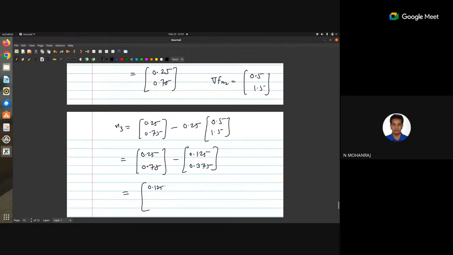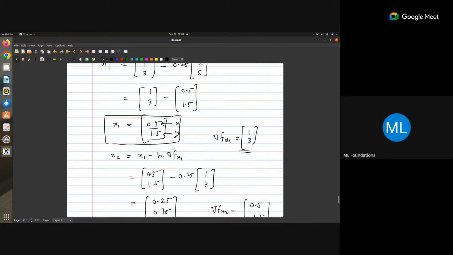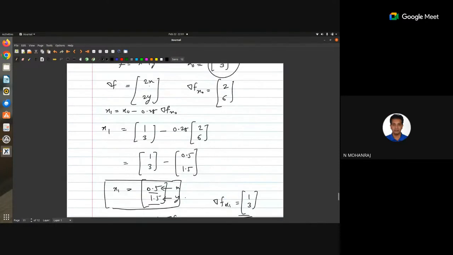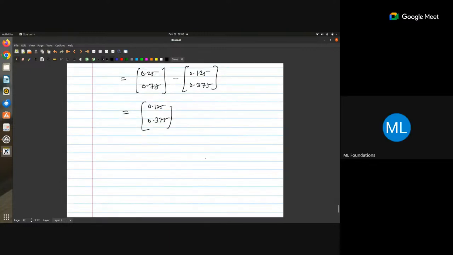(0.125, 0.375). So, sir, decreasing. Decreasing, right? But how it is decreasing, that we have to see. 50%. So yeah, 50% every time.